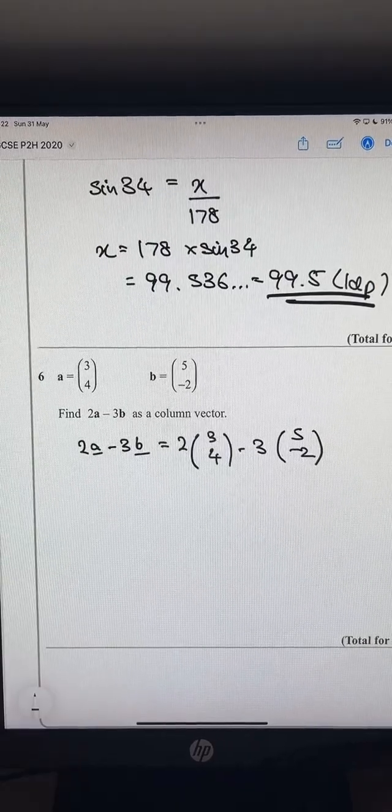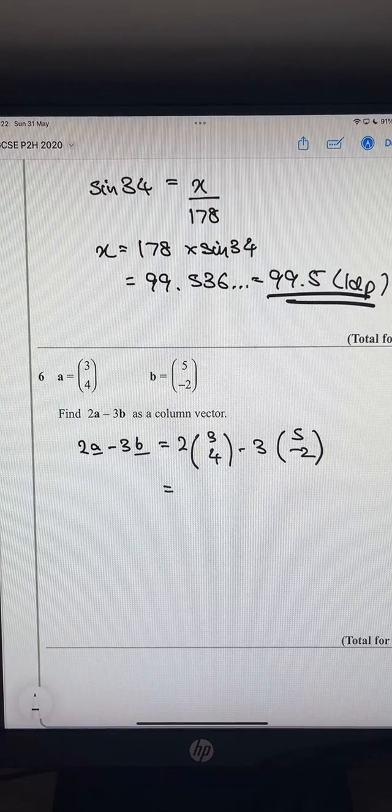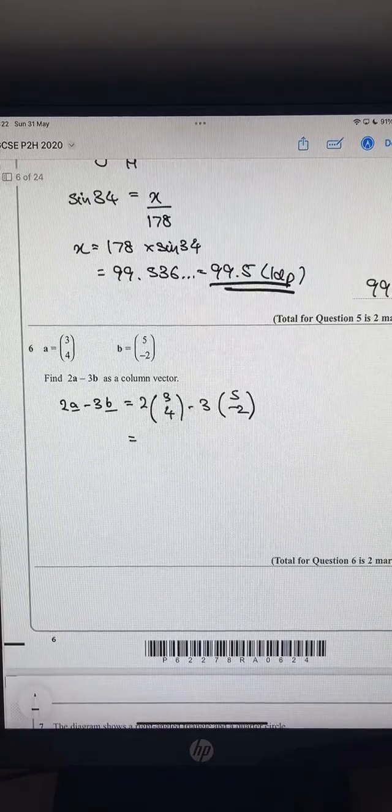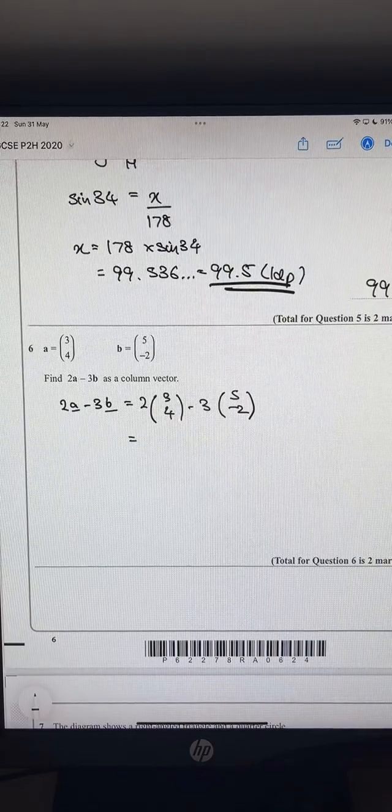And all you have to do is, this is not a predicted paper, this is the 2020 paper 2 higher. But I saw that most of these topics I don't think appeared in paper 1. But yeah. So then all you have to do is the number you have next to your column vector, multiply both the top and the bottom by that number.